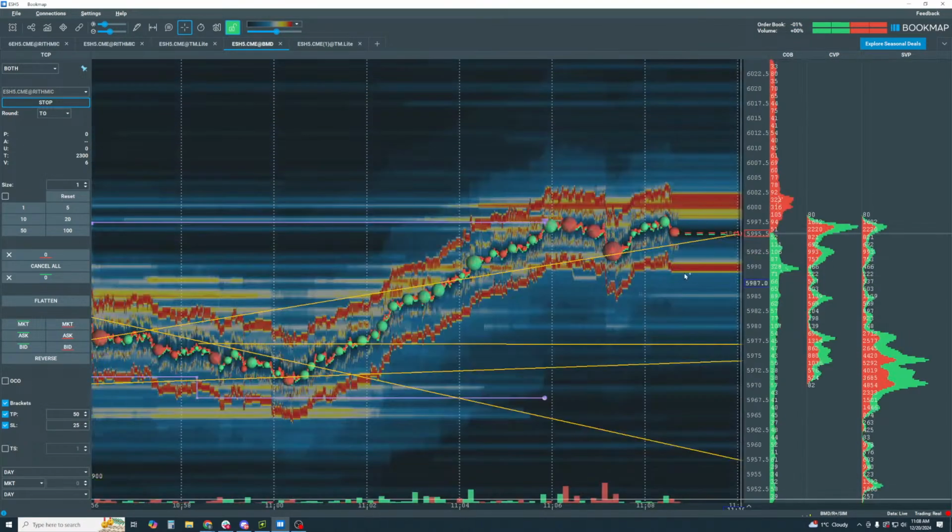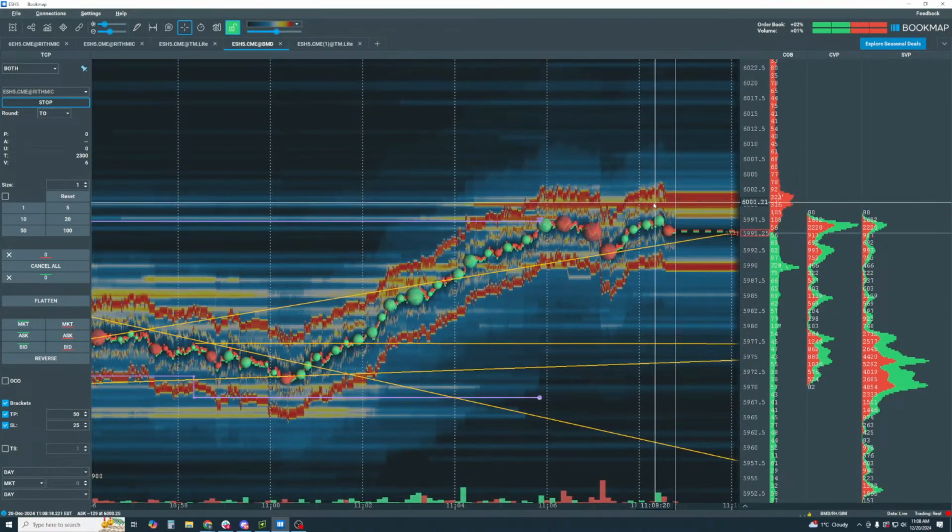I don't think it's traded yet. No, not yet, but it looks pretty poised to trade it.